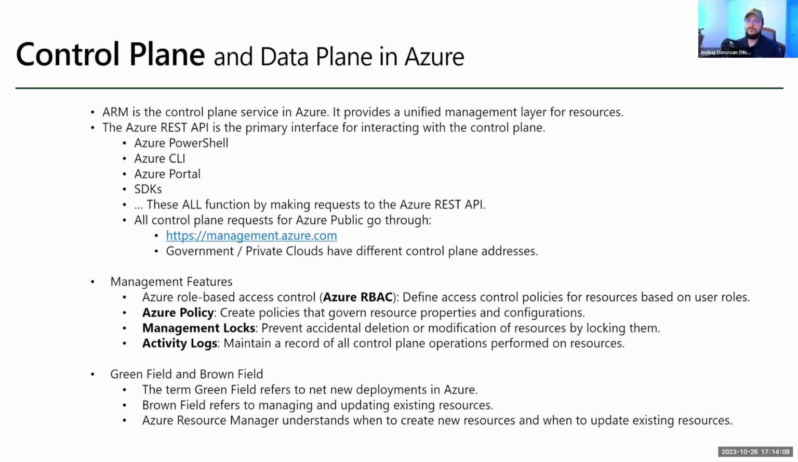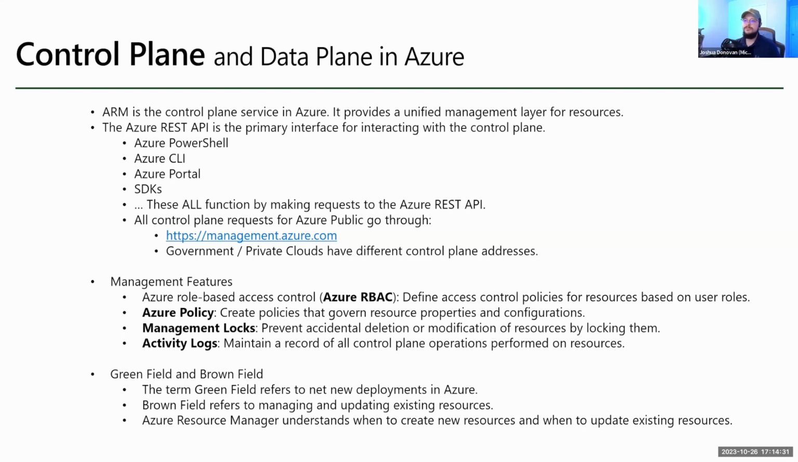But all of this goes through the control plane, the Azure REST APIs, which if you're in public, you're probably going to be familiar with the management.azure.com URL. Of course, if you're in government or a private cloud, those will have their own control plane addresses. But for the most part in public, and this is for global public, it's going to be management.azure.com.